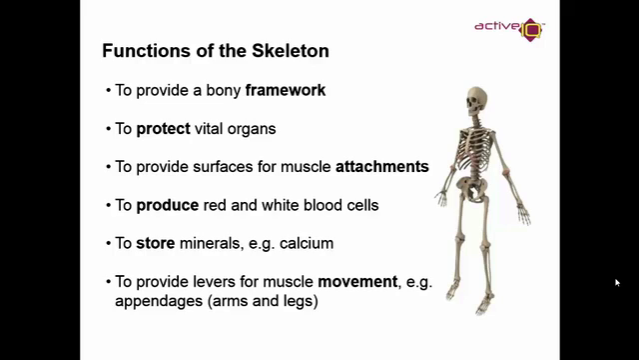Their second function is to provide surfaces for muscle attachment. So as we talked about, through the form of a tendon, the skeleton provides somewhere for muscles to attach onto, which then means that we can generate movement. The bones are also responsible for the production of red and white blood cells, and they can also store minerals such as calcium.